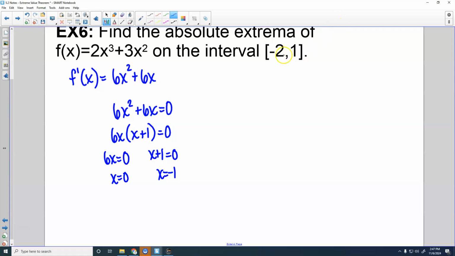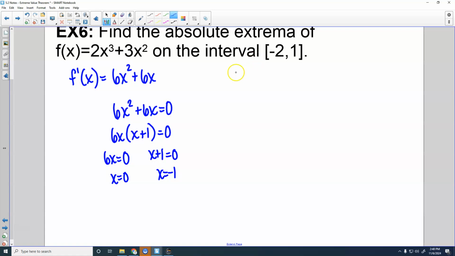Are those on the interval that I'm looking at? Yes, they are both on that interval. So I need to consider both of them. If I get a critical point that's not on the interval that I'm looking at, I just throw it out and don't worry about it because it wouldn't apply to this situation. So now you can just test your candidates to see which one's a maximum and which one's a minimum.